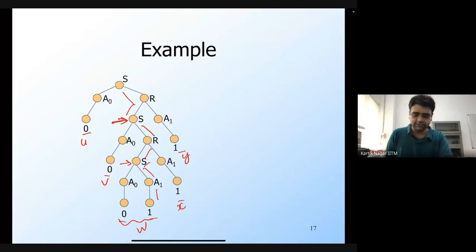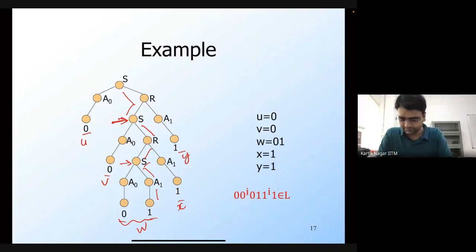And I can do this as many times as I want in order to pump as many copies of v and x as I want, right? And the resulting parse trees will still be valid parse trees, in the sense that the resulting strings will still be in the language. So therefore, this 0 0 to the power i, 0 1 1 to the power i, 1 is still going to be in the language. And in fact, you can see that the resulting strings still have the same number of zeros and ones.